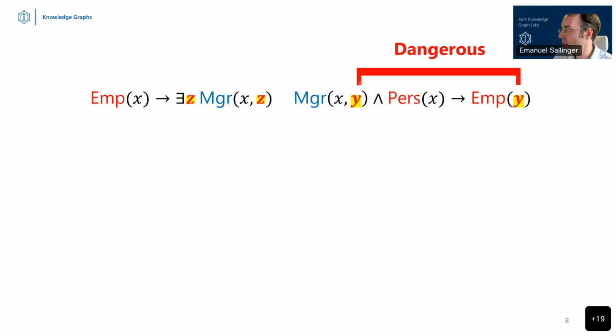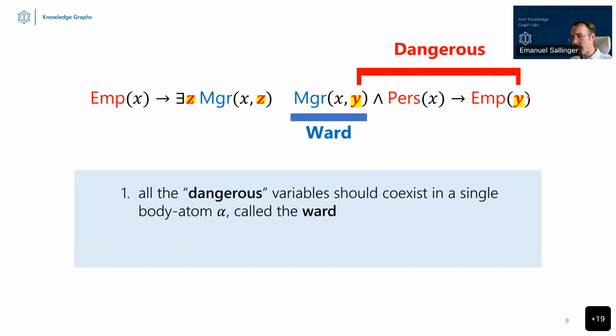So basically, this is dangerous, building a loop here that generates a new value, right? So every employee is a manager and every manager is an employee. This is dangerous. This could create an infinite loop. That's why it's called dangerous in the definition. And what the Datalog, the logical foundation of Vadalog, says is every dangerous variable should coexist in a single body atom called the ward.